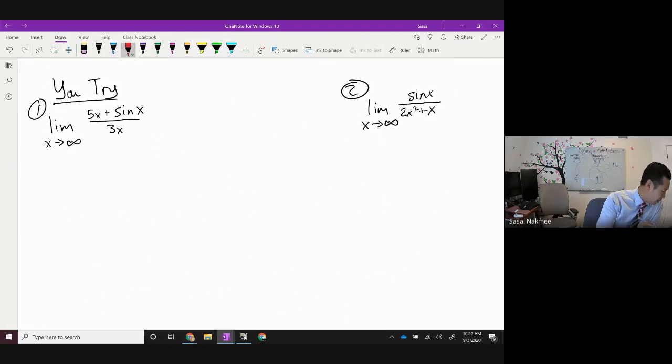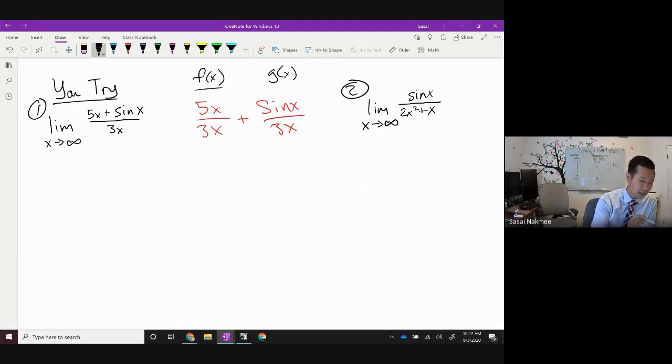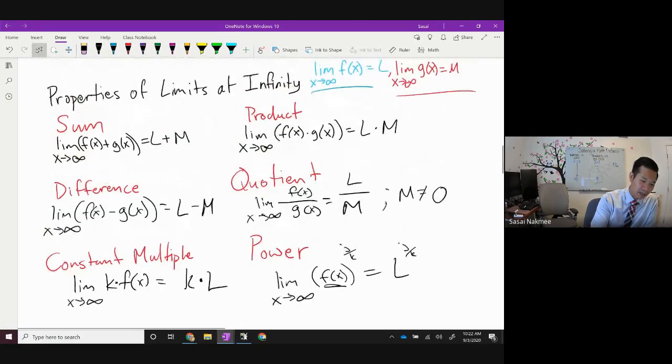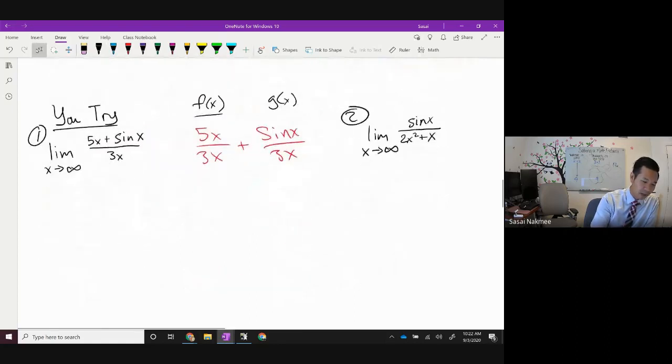You could actually rewrite this, instead of it being just 5x plus sine x over 3x, as 5x over 3x plus sine x over 3x. I'm hoping you guys are able to see that. You can say that this is one particular function, and this is another particular function. If I can find the limits as x goes towards infinity of each of these individual functions, then I can just add them together because that's what the property of these limits is stating. If I sum them together, I can get that value as well.